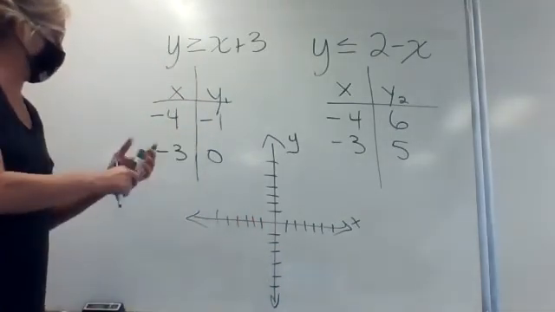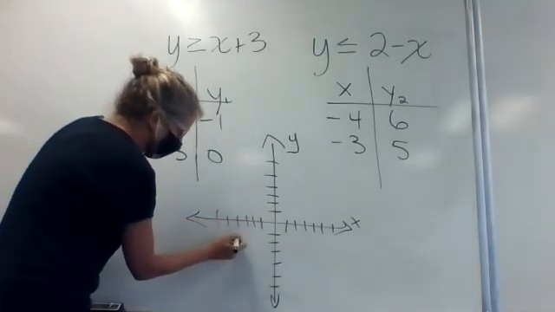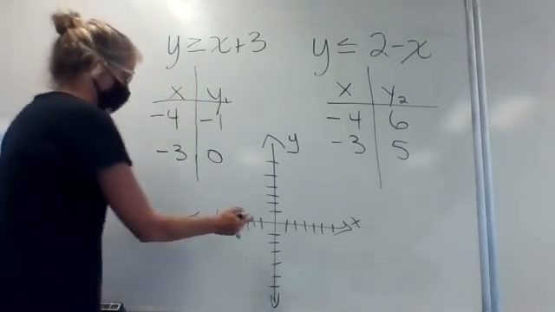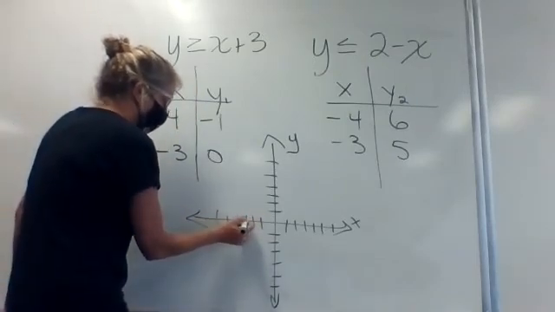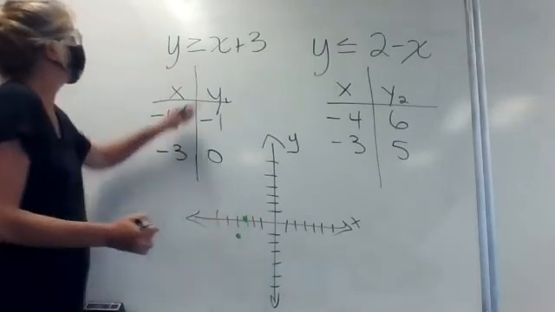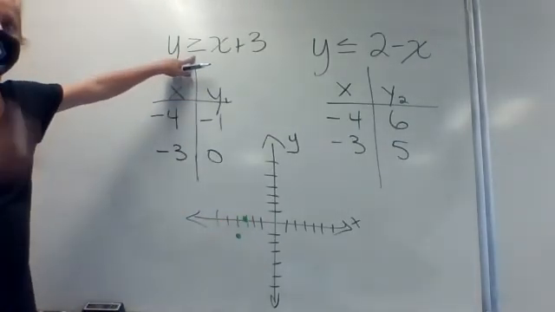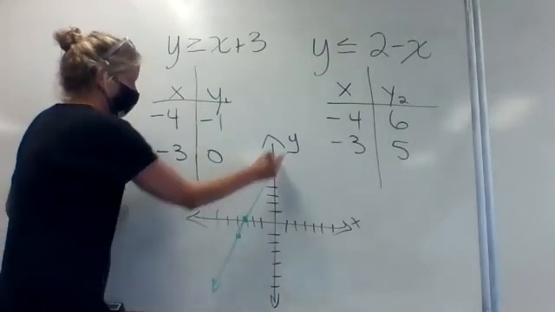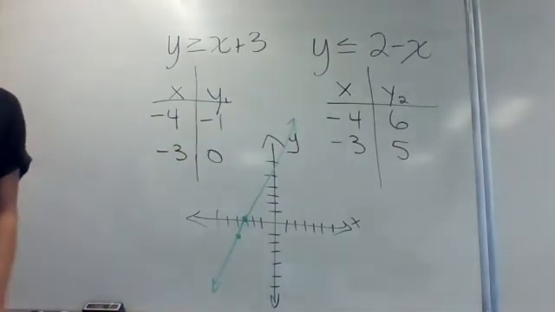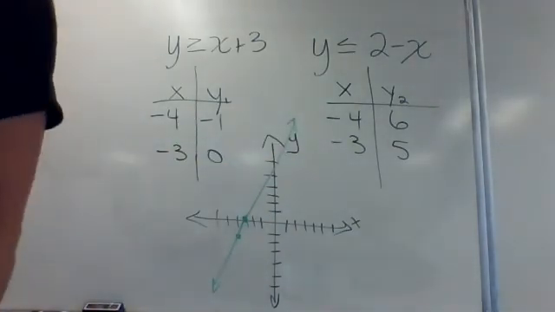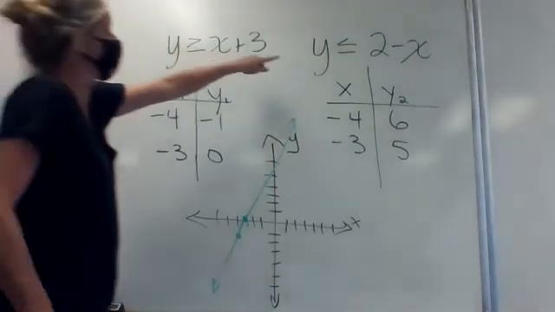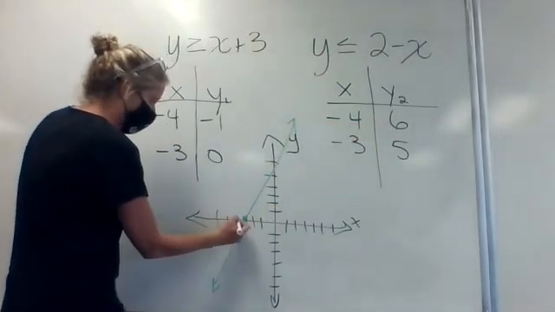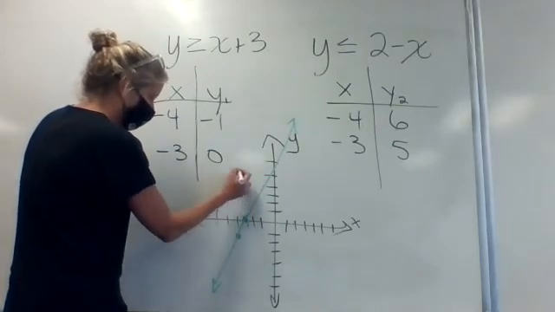So -4, -1, to the left 4, down 1. -3, 0 will be to the left 3, up and down 0. So this will connect with a solid line. So there's the first line. Now plot points from the other line, and it is going to be another solid line. So -4, 6. So to the left 4, 1, 2, 3, 4, 5, 6.